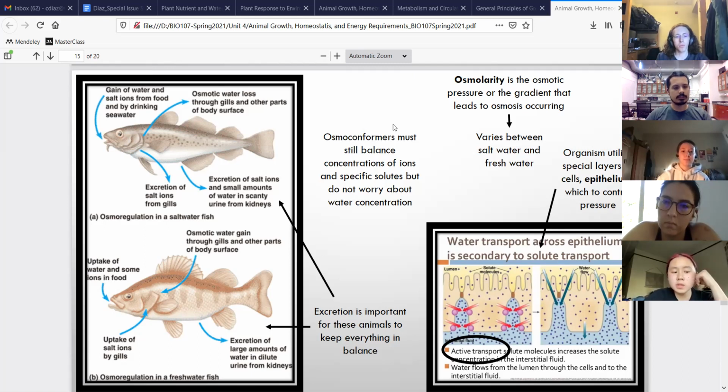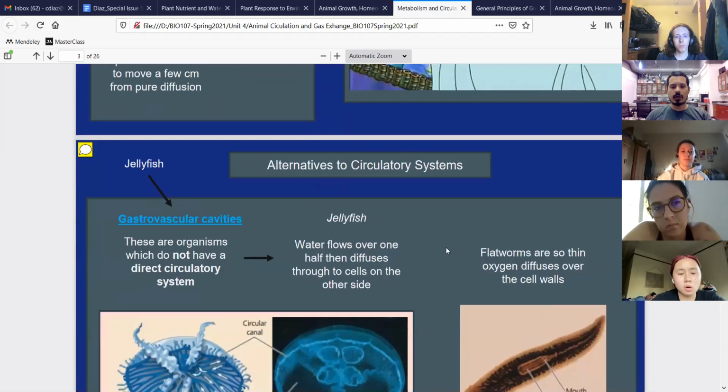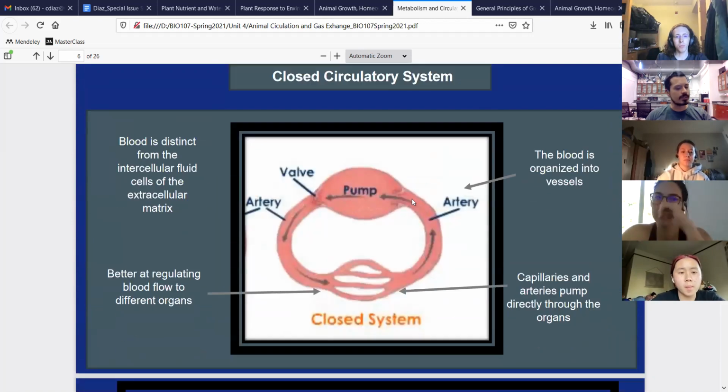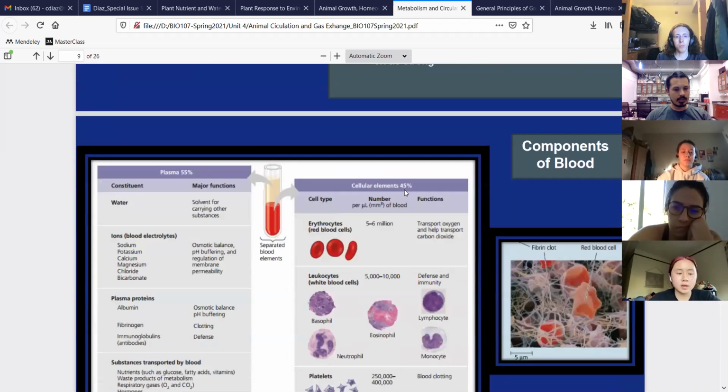Could we talk a little bit about double versus single circulation? And is that similar or related to an open versus closed system? Oh, are you talking about the different types of heart setups? Yeah, yeah. Okay.